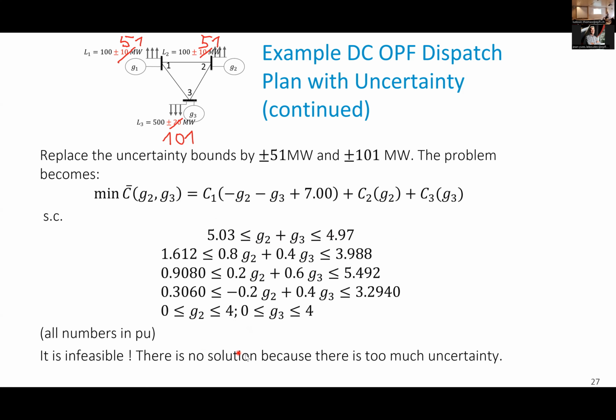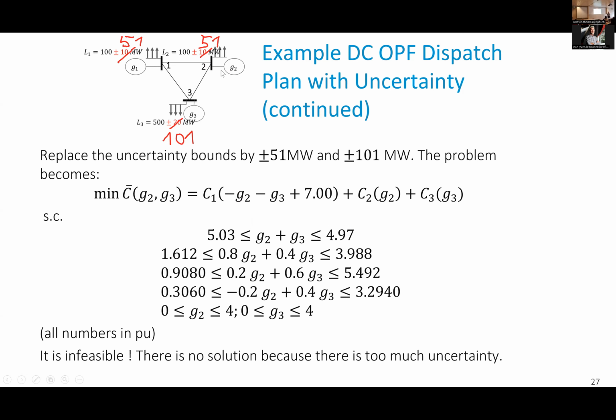It means that if the uncertainty increases, it's not possible. In this formulation of the problem, it's not possible to find fixed values of G2 and G3 that will work such that the slack bus is able to balance whatever the values of the uncertain loads here. There's too much uncertainty. The constraints we find on the slack bus, for example, are impossible.